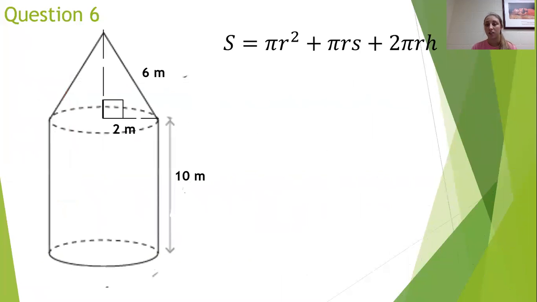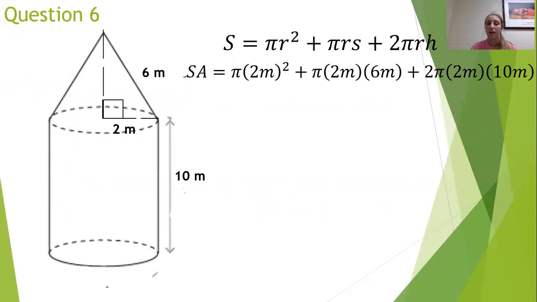For this next figure, we're going to do the same thing. They've given us our information, and we're trying to find the surface area. Okay, so we're going to use this equation like we just used previously. And we're going to plug in our information: pi times 2 meters squared plus pi times 2 times 6 plus 2 pi times 2 times 10. And we're going to get 176 meters squared as our surface area.